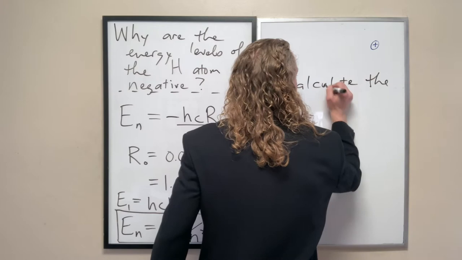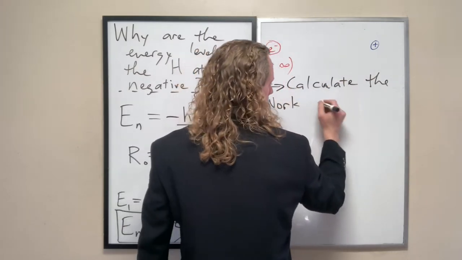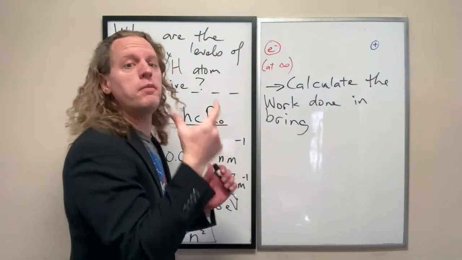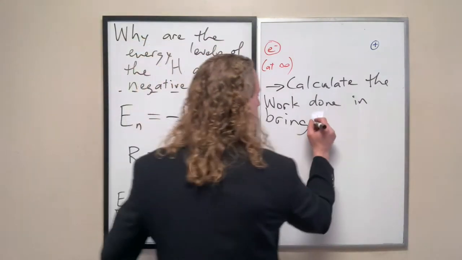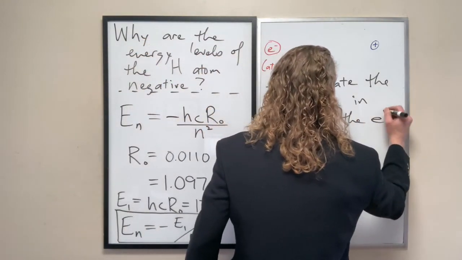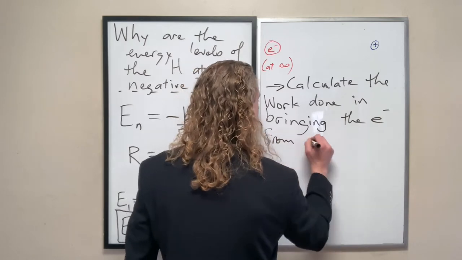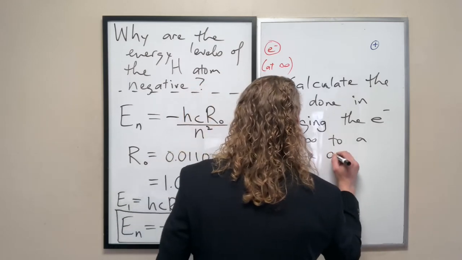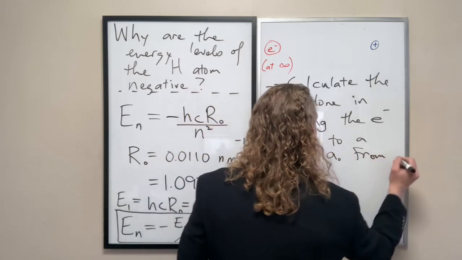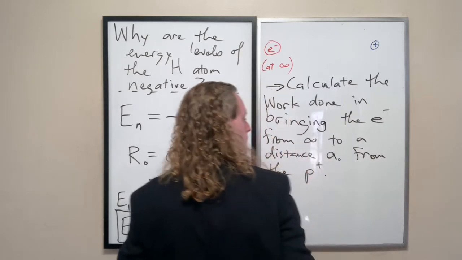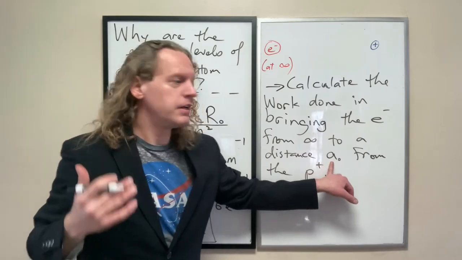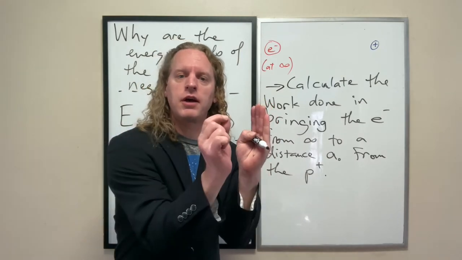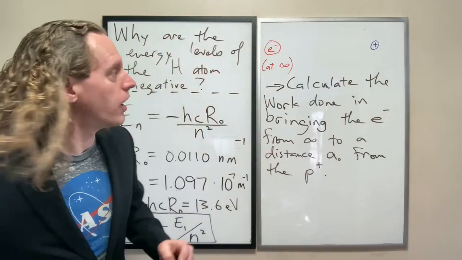We're going to calculate the work done in bringing the electron to some given distance away from the proton. And notice that I have used the symbol A naught to describe the distance that we're going to get it away from the proton. So I will label that here.